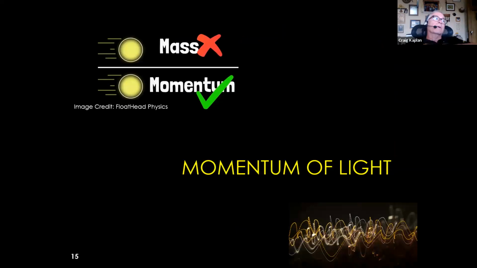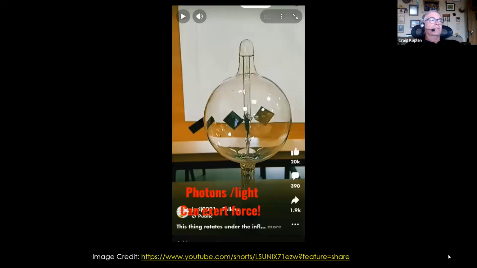So the next topic we're going to take on is the fact that light can have momentum. And this was very counterintuitive to people. Nobody really understood this. How can a particle without mass, by definition a photon has no mass, have momentum? And I'm going to show you a demonstration of this if you've never seen this before.